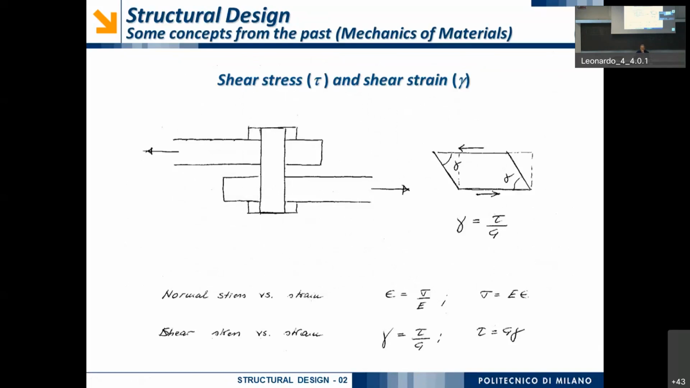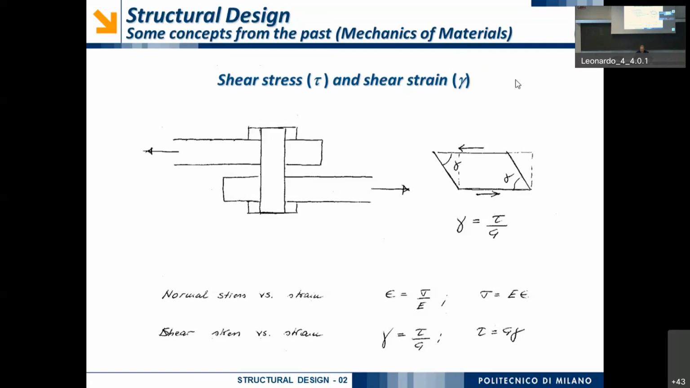But so far, I have recalled only the normal stress. Normal stress may arise due to the action of axial force and bending moment. But there is also shear, and for the effect of the shear, I can have some shear stress.